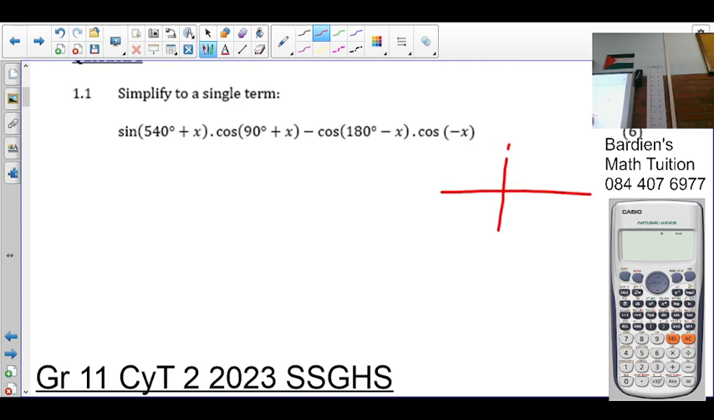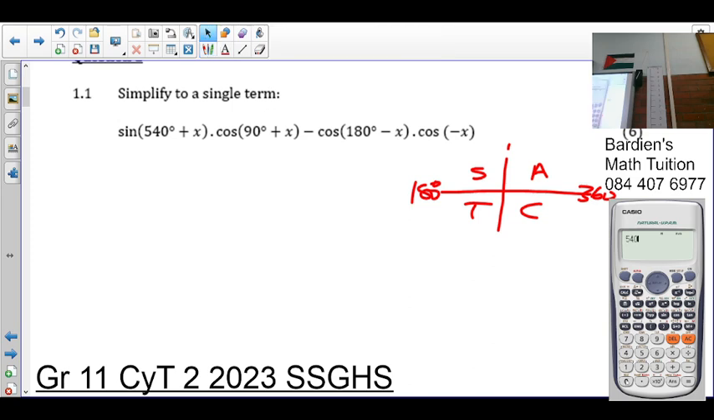Of course we need the CAST diagram. So it's all stations to Clermont. There's 180, that is normally 360, and we know 90 and 270. So 540 is over 360, so what do we do? We subtract 360 from 540. 540 minus 360 is 180. So that is simply sine of 180 plus x.